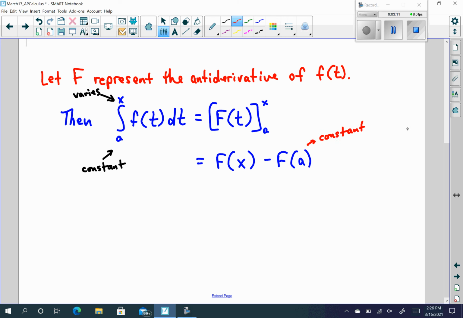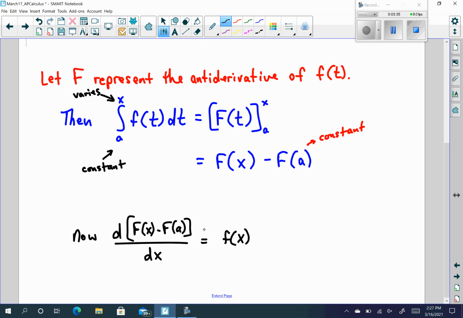So we did what was inside the parentheses. Now we're going to take the derivative of this result. So now we'll say the derivative of capital F of x minus capital F of a over dx. This will just become f of x, and then capital F of a is just a constant. And again, the derivative of the antiderivative is just going to leave us with the function.